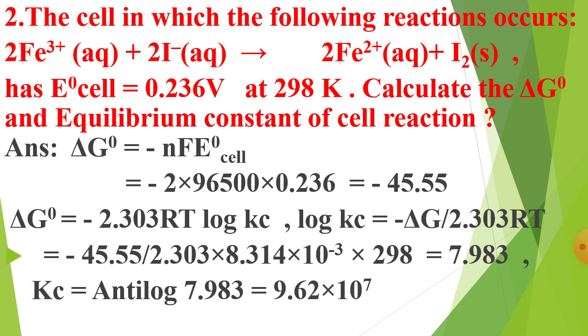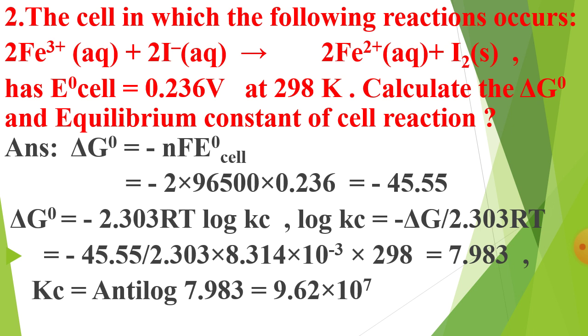Now the cell in which the following reaction occurs: 2 Fe3+ (aq) and 2 I⁻ (aq) are changed into 2 Fe2+ (aq) plus I2 in the form of solid. Look here, 2 electrons are involved in the interconversion, that's why the value of n is also 2. Now the question has given E°cell equal to 0.236 volt at 298 Kelvin. Calculate the ΔG° and equilibrium constant of the cell reaction.